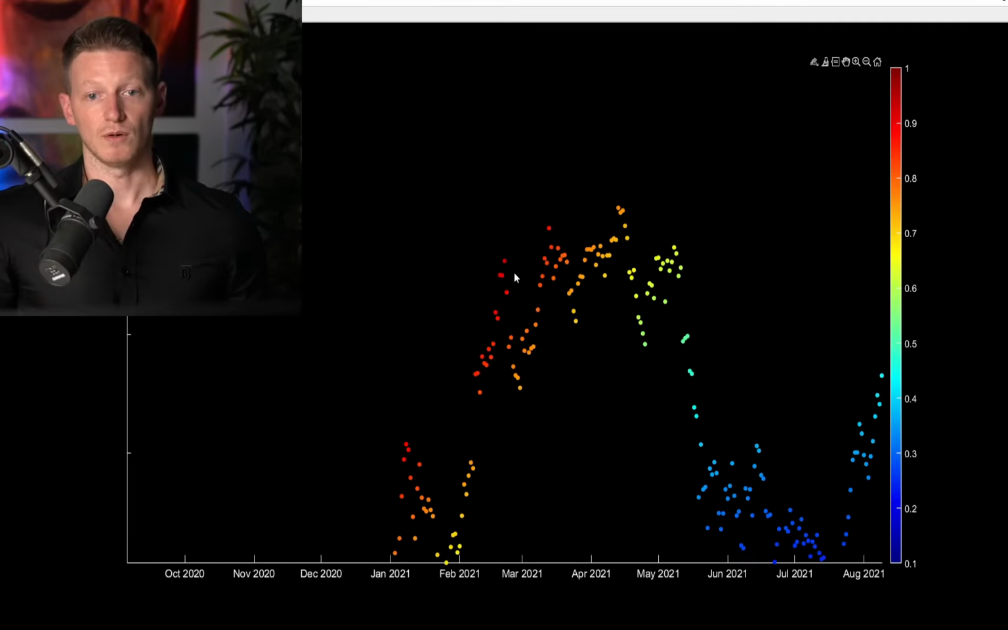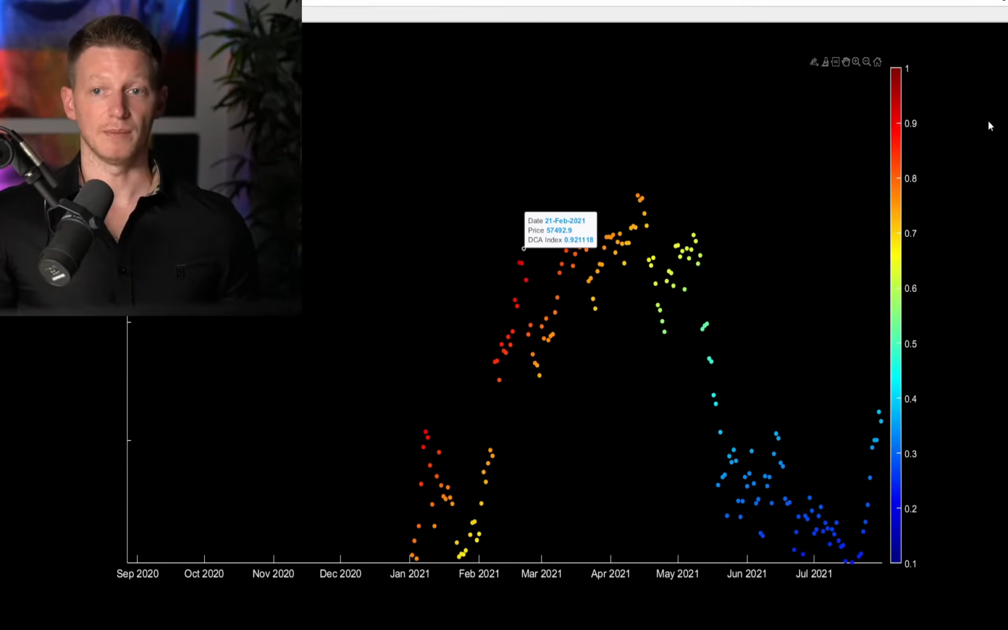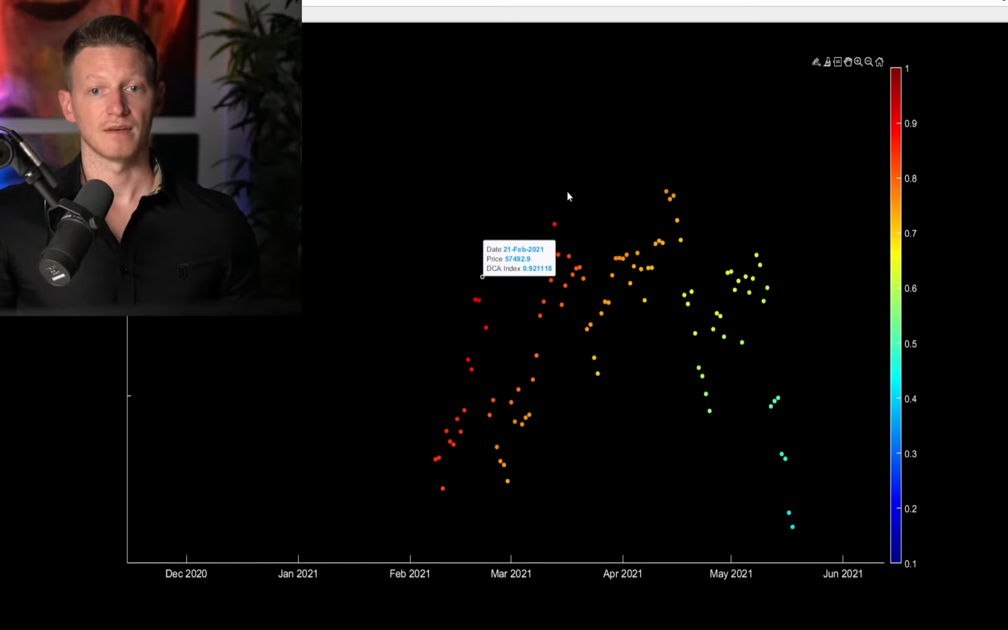Now you may ask, where was the peak during this cycle? So we actually on February 21st hit 0.92. So we went above this 0.9 level on February 21st.